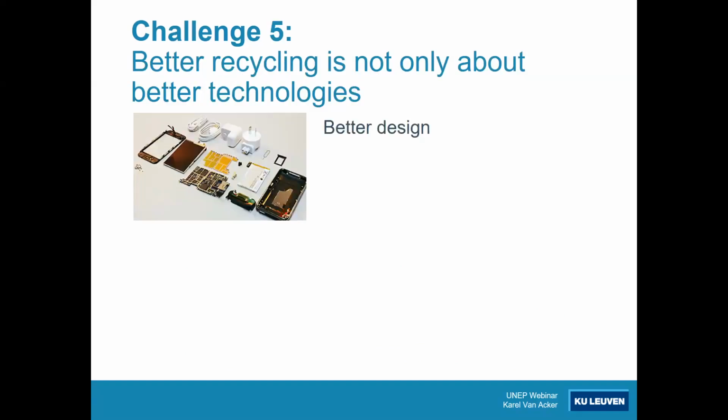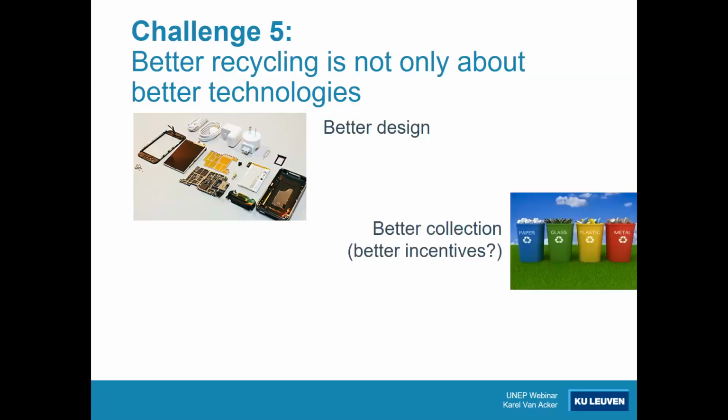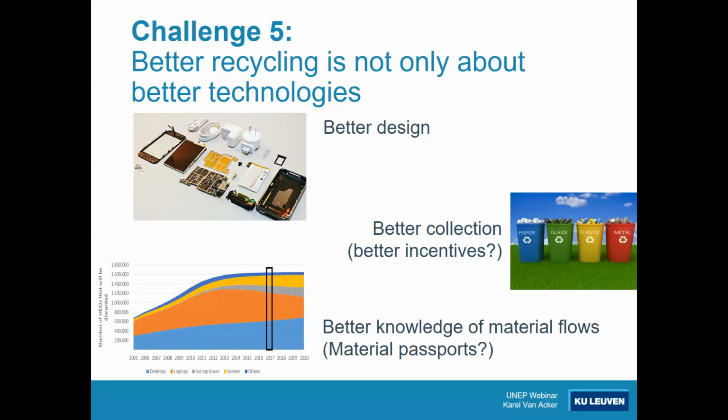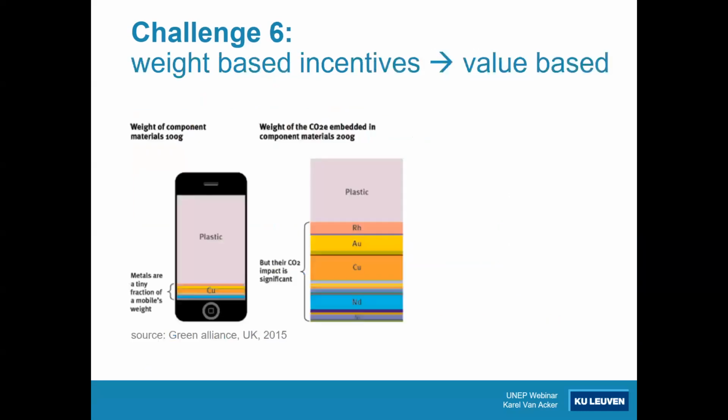A fifth challenge is that we always think, well, engineers, I'm also an engineer, we think of better recycling as better technologies, but there are other aspects related to that. For example, we really need better designs of these devices so that recycling is already anticipated in the way that these products are made. We have to design better collection schemes via, for example, extended responsibility. And we also need to know better what materials are contained in products and when they are coming to the recycling market. So these are aspects of recycling that are less related to technological aspects.